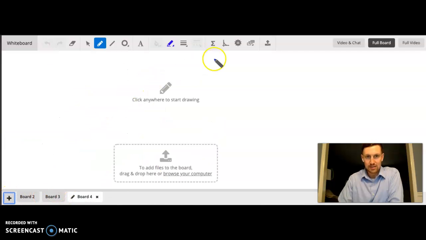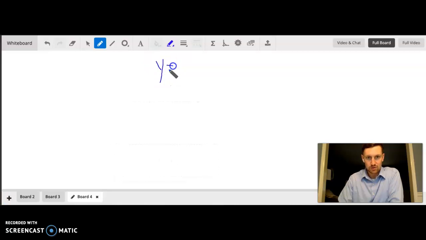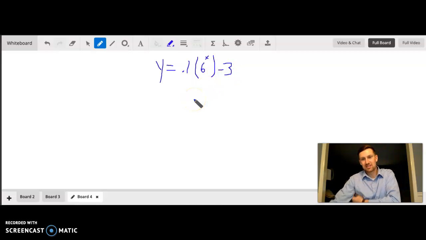Let's try at least one more, maybe 2. All right? Here we go in the notes. y equals 0.1 times 6 to the x power minus 3. Okay? If you're feeling confident, like you think you could sketch that, or at least make a table, go ahead and pause the video and see if you can graph it and see if it's going to look something close to mine.